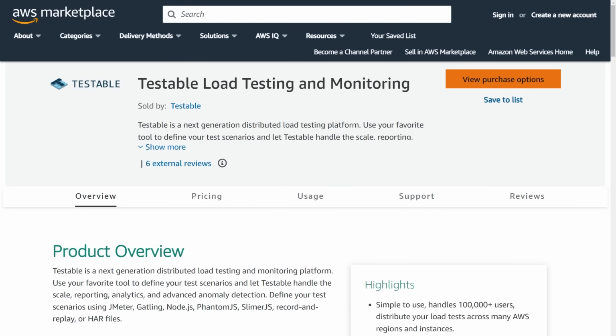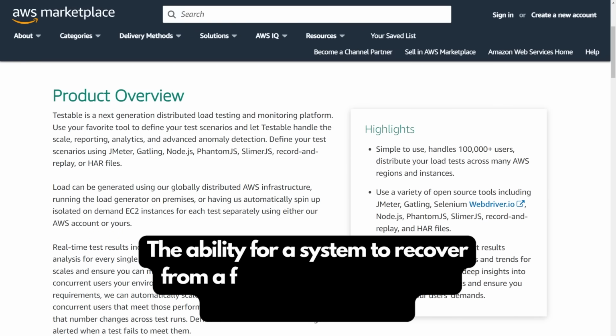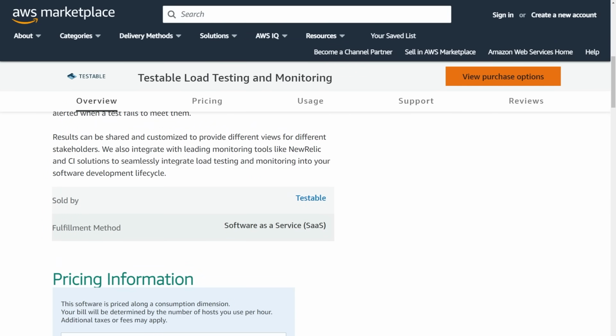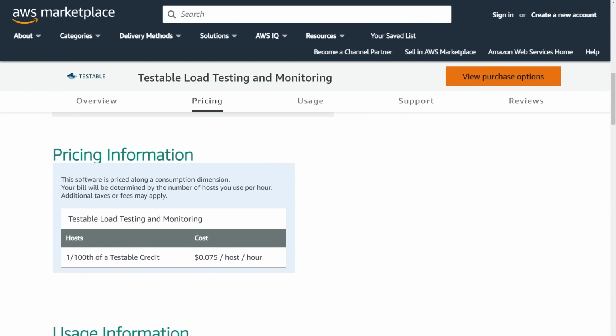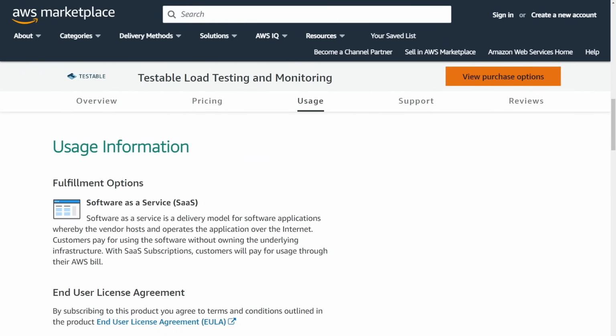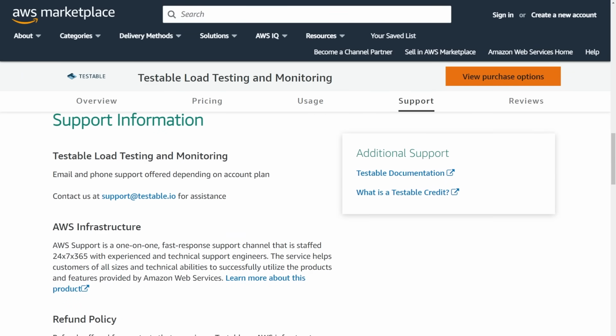Also, when it comes to resilience, both the ops excellence and the reliability pillars really help achieve that common goal. Resilience is essentially the ability for a system to recover from a failure induced by load, attacks, and failures. And the AWS Well-Architected Framework will essentially help cloud architects build the most secure, high-performing, and resilient infrastructures that are possible for applications. It really provides a consistent approach for everyone to evaluate architectures and have this guidance to implement designs that can scale with your application.